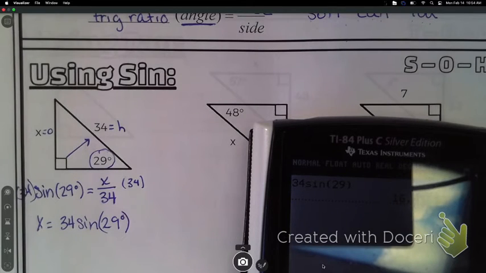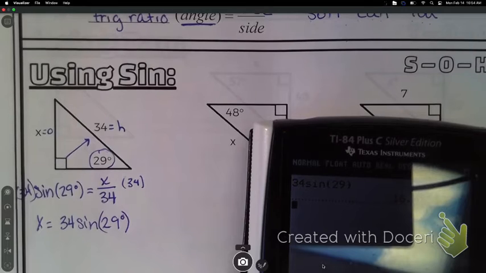Where's degrees at? Okay, you can go to mode. You go to the mode right next to second and make sure you're in degree. Normal, float, radian, degree. Now how do you enter? Like that, okay. So now it's 34 times sine of 29. Did everyone get 16.5?